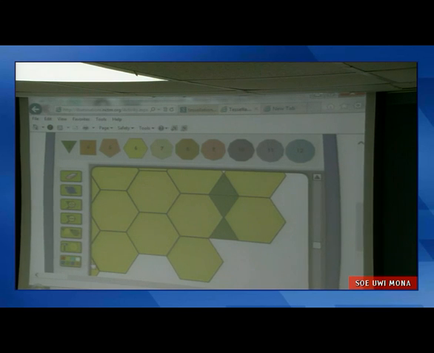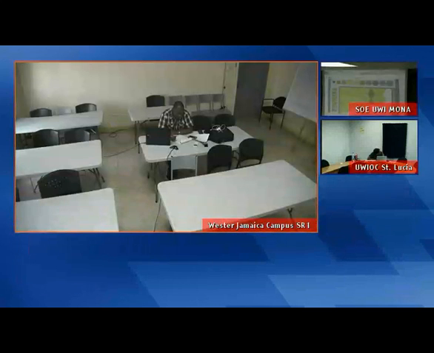Is it possible? You said the octagons will not tessellate. Go ahead, Donald. I don't have a hard and fast rule again.